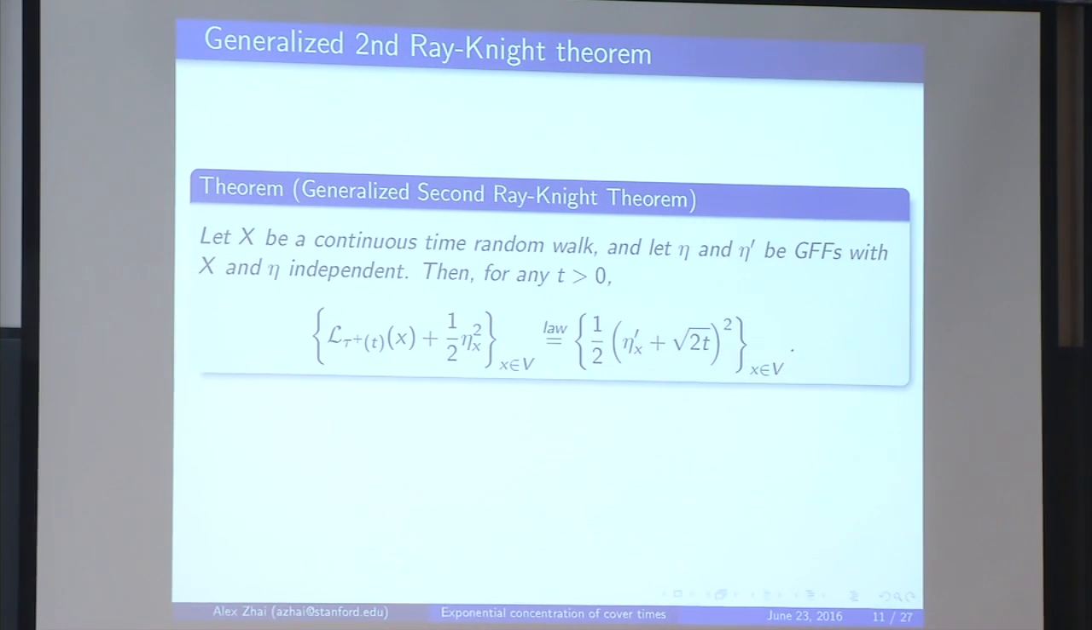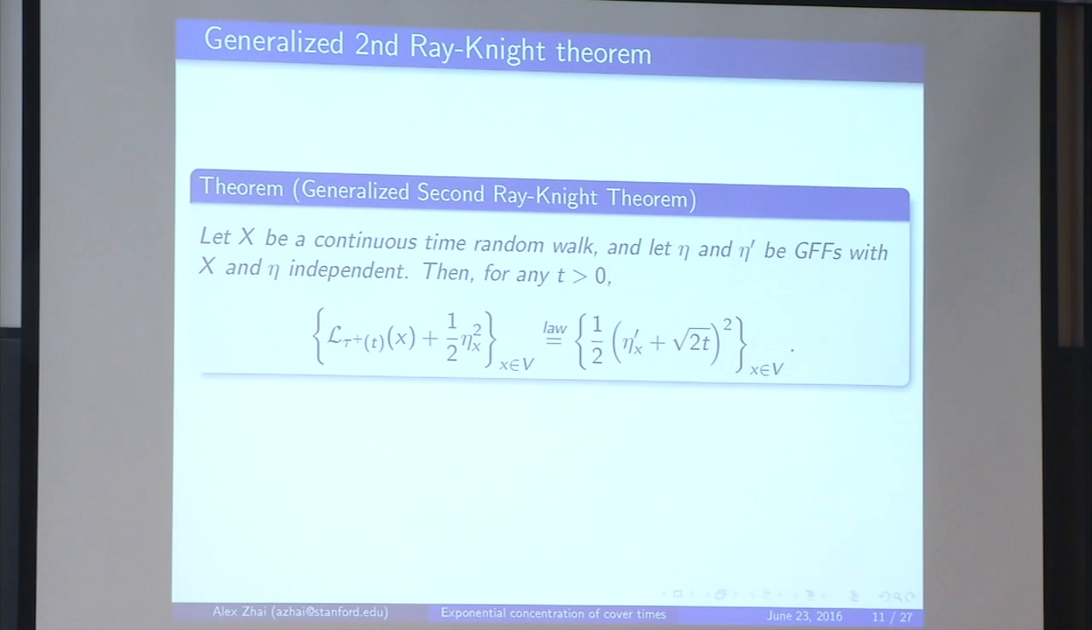At this point, I have a bunch of numbers for each vertex that are seemingly distributed in some complicated way. But the miracle here is that the distribution of this complicated looking thing is exactly the same as something fairly simple, which is just a copy of the Gaussian free field, shifted by root 2t, and then squared. It has the exact same distribution as this other weird thing here.